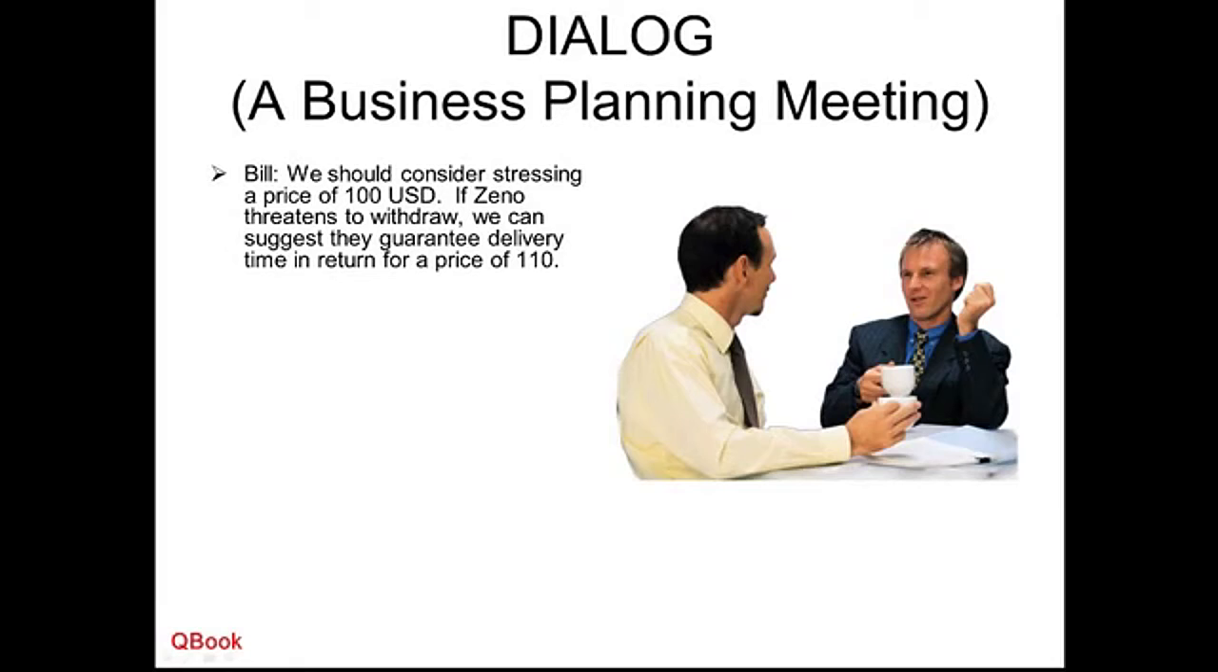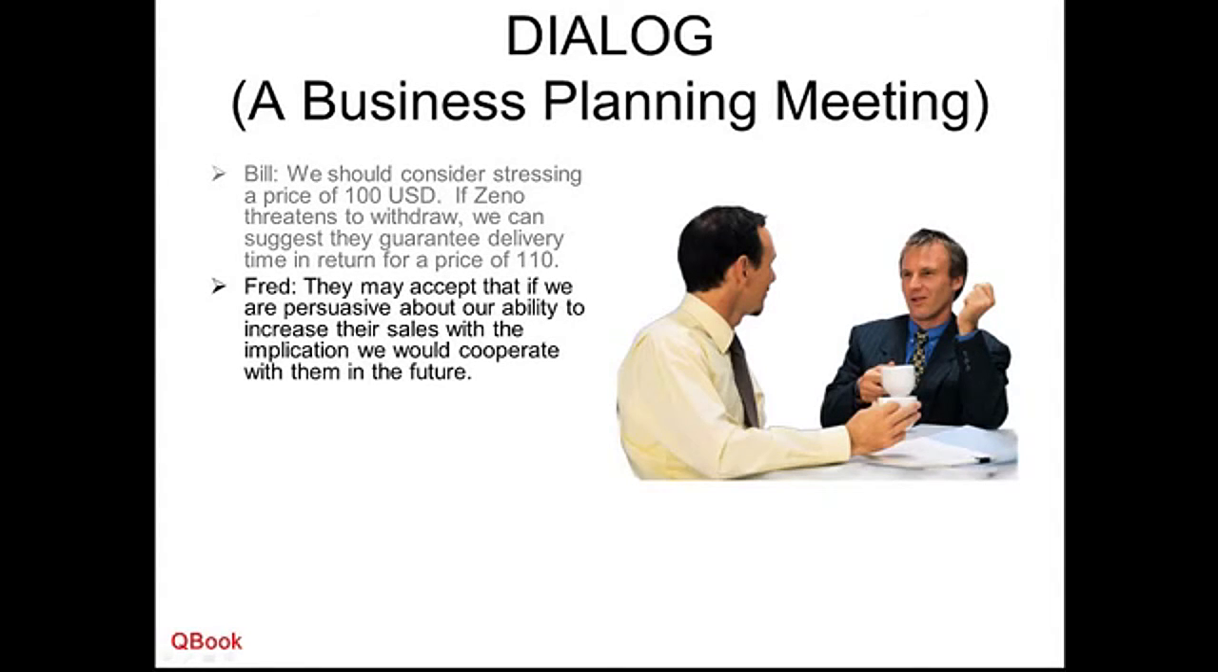Bill says we should consider stressing a price of 100 USD. If Zeno threatens to withdraw, we can suggest they guarantee delivery in time in return for a price of 110. Now remember, the goal was 120. Now we're going to go lower on the price, 100. Why? Because then we can give up a little bit. What will we give up? Give up $10 up to 110, and that way pressure Zeno to make sure we get delivery on time.